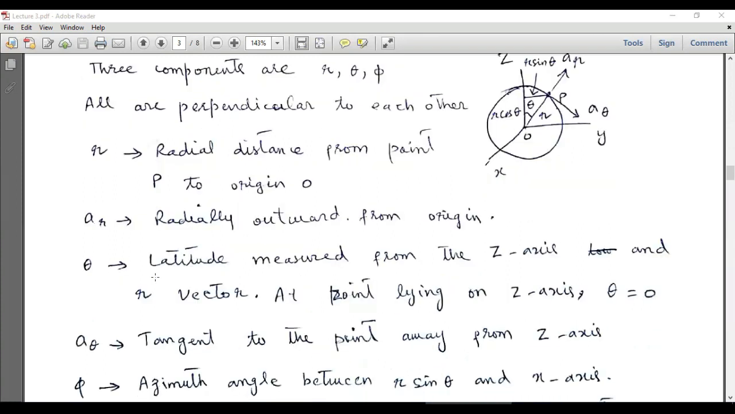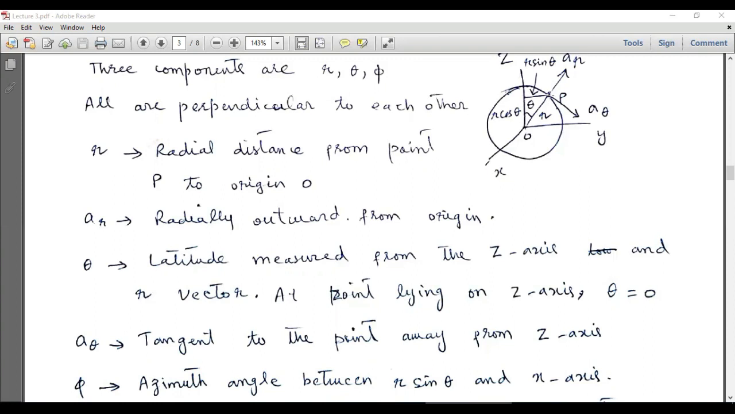The third vector is phi, and phi is called the azimuth angle between r sine theta and the x-axis. Here in this case, the r vector is directed from the origin to the point P. In the cylindrical coordinate system, we had phi, which was the angle between the rho vector and the x-axis. Here we have the r sine theta component, the component of r which is in the direction of rho. So this r sine theta component is the same as the rho vector in the cylindrical coordinate system. So how have we achieved these two components of r?